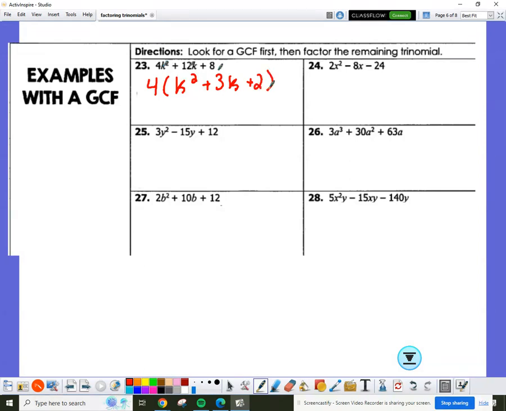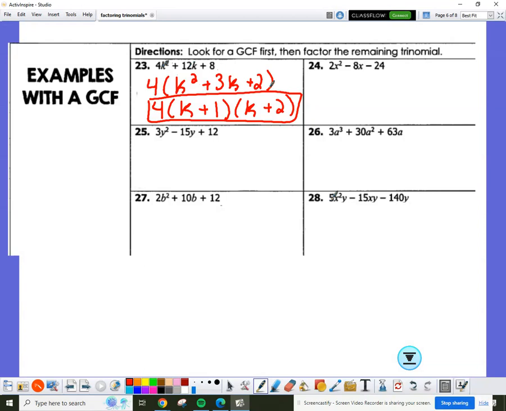And then we're going to do exactly what we did yesterday. You need to find out what multiplies to give you 2, but adds to give us 3. If we find that multiplication, we're going to find out that it is going to be k plus 1 and k plus 2, because 1 times 2 multiplies to give us 2, but when I add 1 and 2, that does give us 3k. Remember when you're writing down your final solution that you're including that greatest common factor. So for my answer, it is going to be 4 times the quantity k plus 1 times the quantity k plus 2.